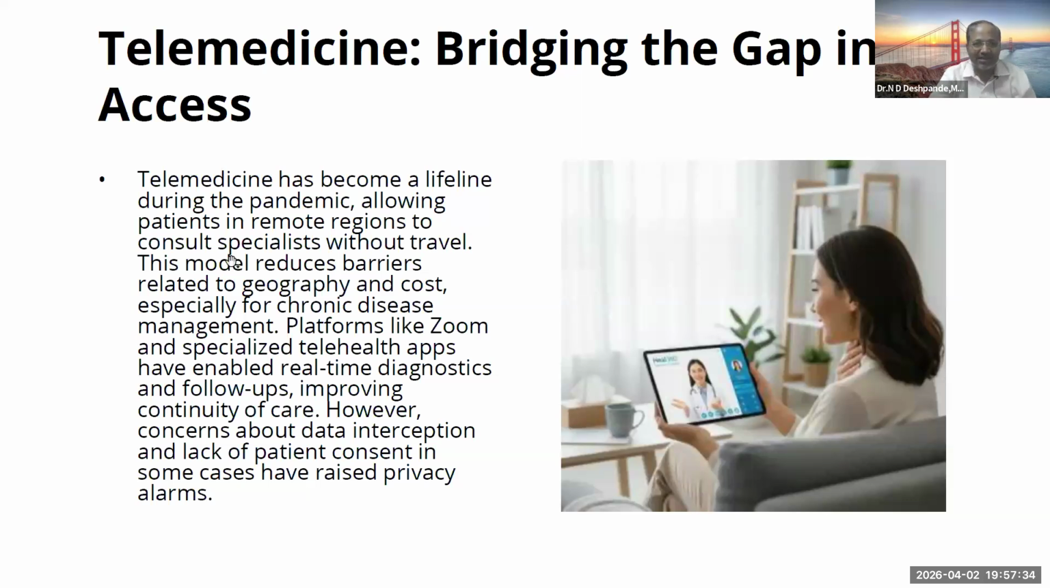Telemedicine has become a lifeline during the pandemic, allowing patients in remote regions to consult specialists without having to travel, either from rural to urban areas or from urban to foreign. This model reduces barriers related to geography and cost, especially for chronic disease management. People are using Zoom and specialized health apps, which have enabled real-time diagnostics and follow-ups, and improving continuity of care is possible due to telemedicine.